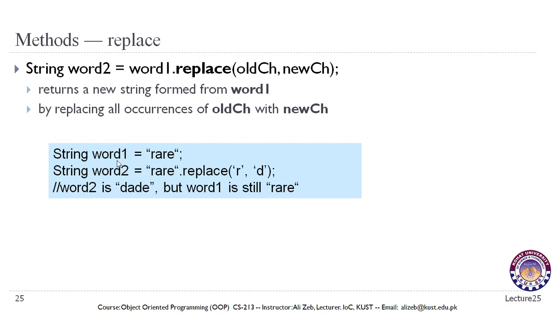So we have a string word1 equal to rare, and string word2 equal to word1.replace, where R should be replaced with D. So word2 is whatever the word is, DADE, but word1 is still rare since strings are immutable.